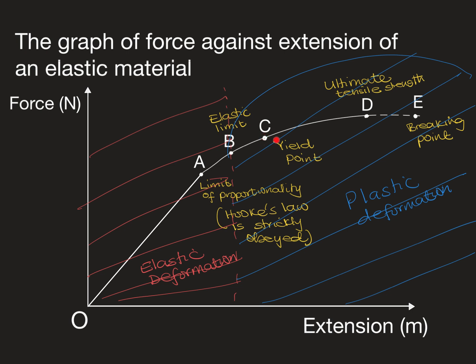The yield point is that point where a small amount of an applied force will result in a larger extension. The ultimate tensile strength is the maximum force that can be applied on an elastic object without causing it to break. Which means the ultimate tensile strength is the point beyond which an object will undergo breaking or it will cut. So point E is known as the breaking point.